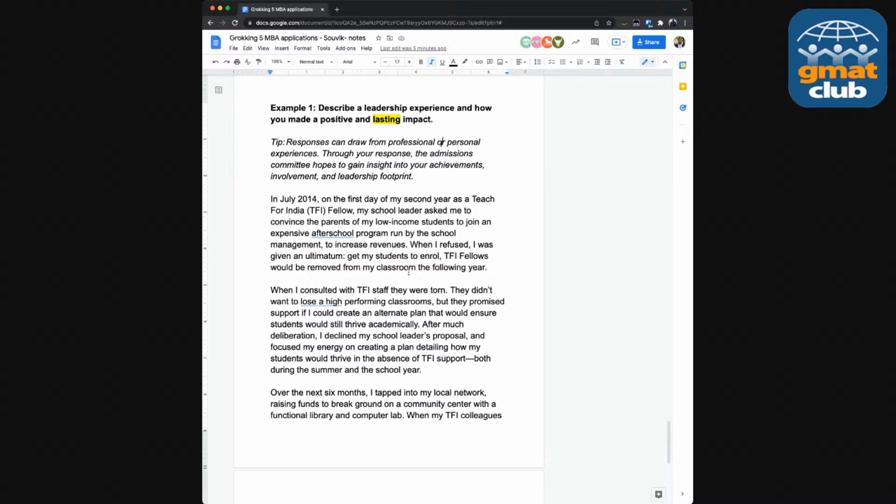All right. So the first paragraph was more about my headline and context, right? I would admit this essay does not have an ideal headline. I could add a headline where I say, I made the most positive and lasting impact when I went against my school leader's wishes to extract extra revenue from my students, but instead created a community center where they could learn at their own pace.